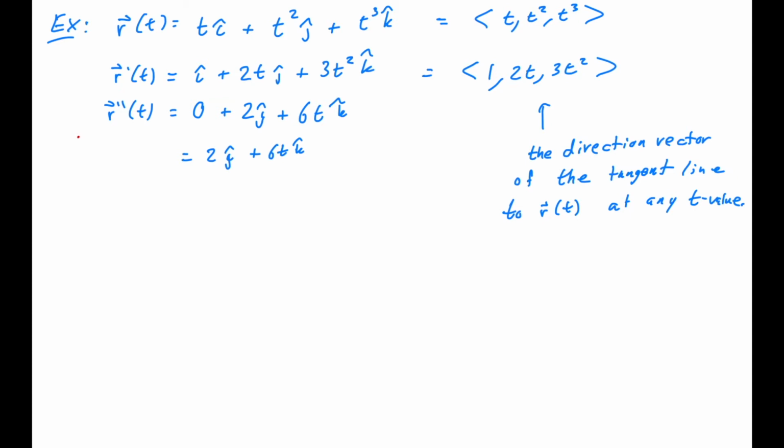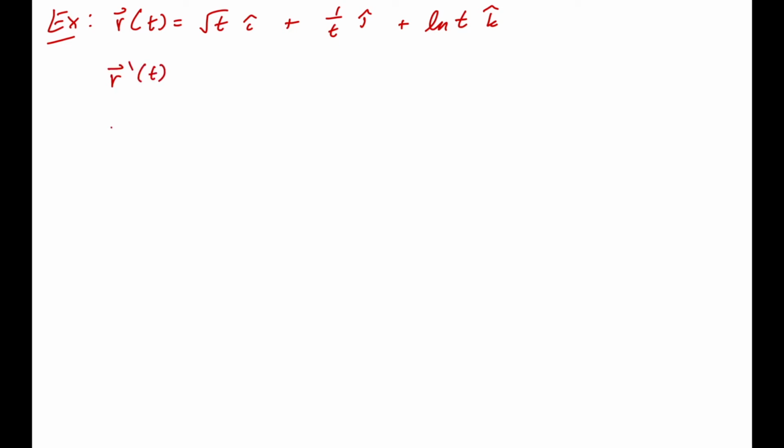Couple more things to help refresh your memory. I'm going to go to the next page. Here's another r of t. Talk about square root of t in the i direction, 1 over t in the j direction, just to review some of the trickier parts. Natural log, you may have forgotten these differentiation rules. It might be nice for you to have a printout, or just make sure you print out a sheet and look up all of these basic ones that you used to know. Go ahead and take a second and try to find that out.